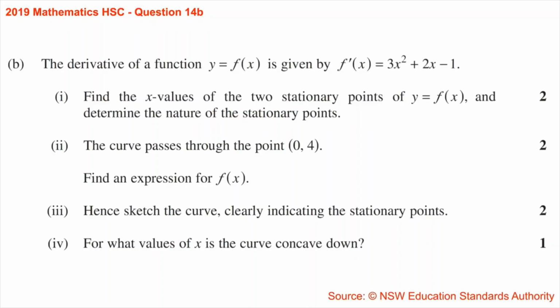Question 14b. The derivative of a function y equals f of x is given by f dash of x is equal to 3x squared plus 2x minus 1. Part 1. Find the x values of the two stationary points of y equals f of x and determine the nature of the stationary points.